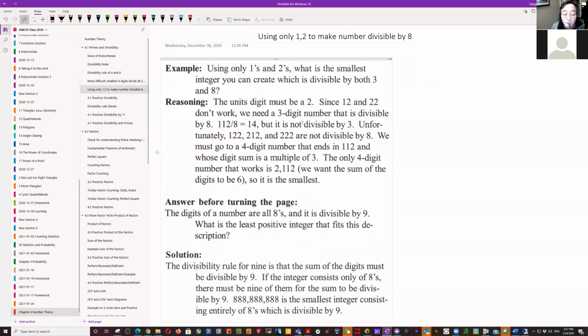This problem is to use only 1 and 2 to make a number divisible by 8. Basically, obviously, the last digit has to be 2 because there's no way you can put a 1 over there. And then we will check what the last other 2 digits are that are a multiple of 8.